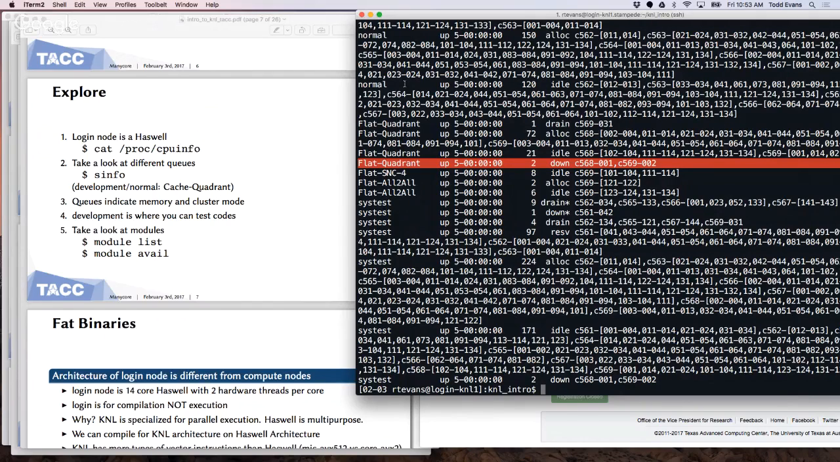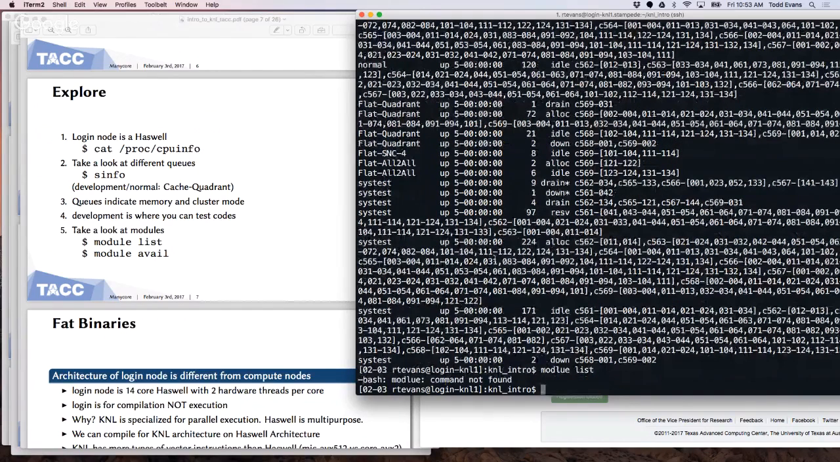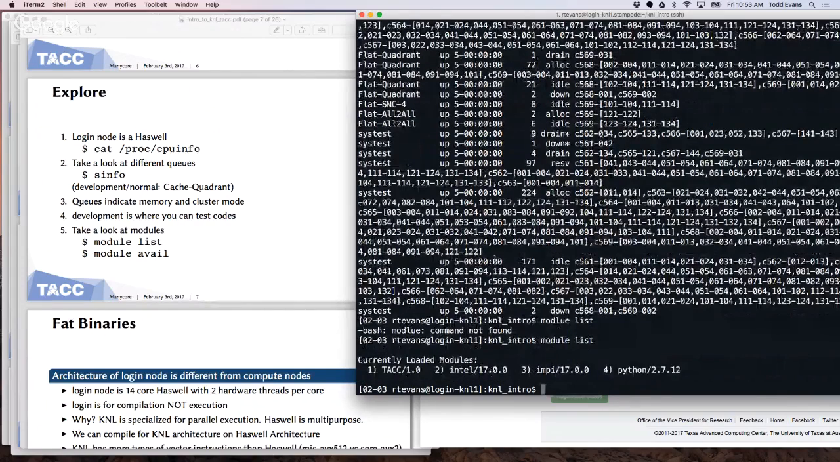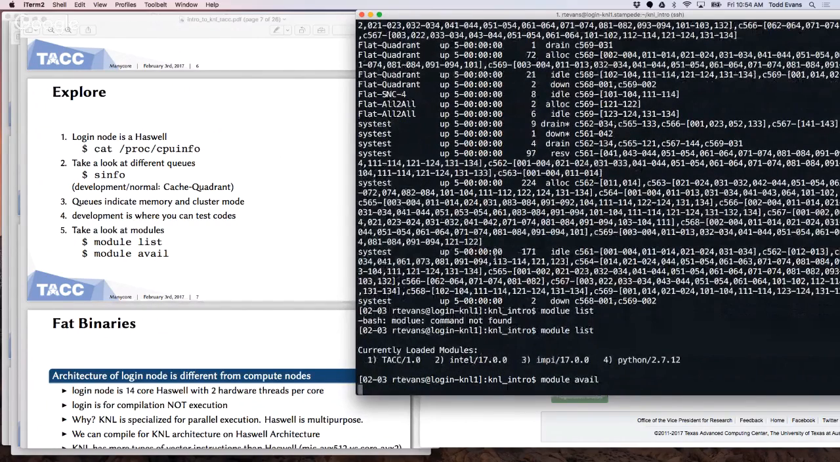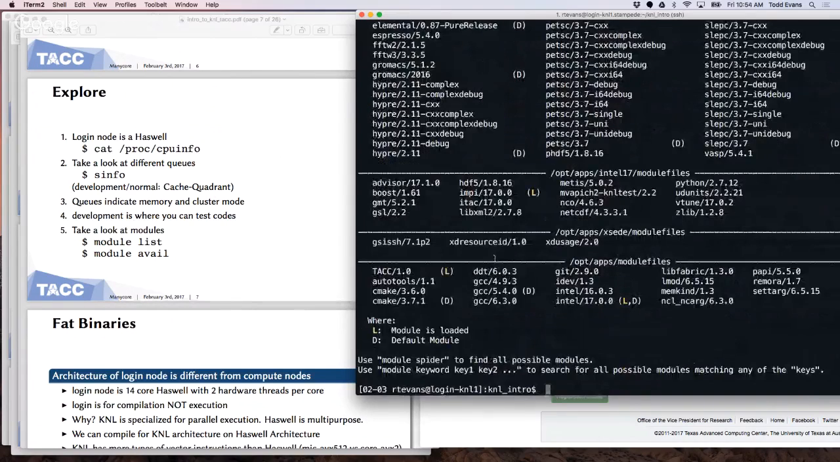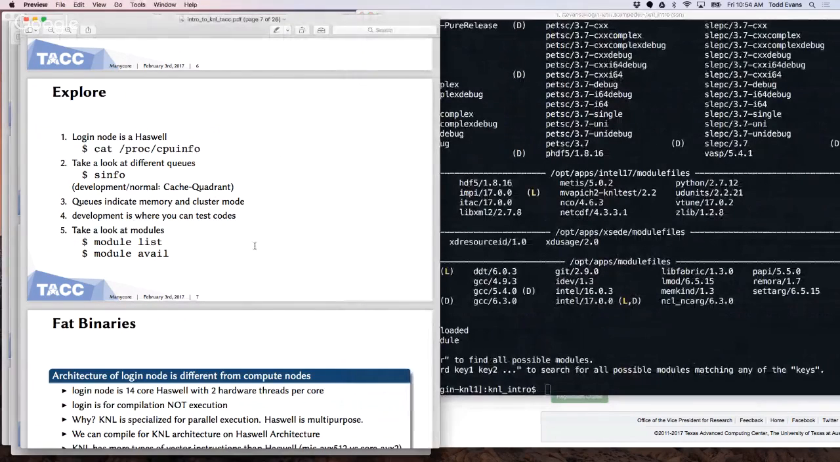And then if you're familiar with our module system, you can see what modules you currently have loaded. If you type the command correctly, you can see what modules are available to you. Should dump a whole bunch of stuff. So that's part of the software environment that we try to maintain.